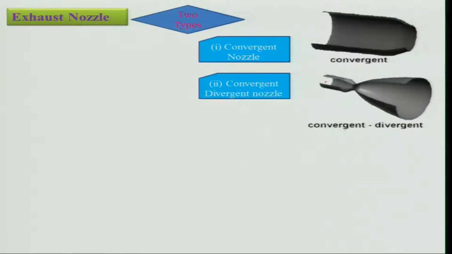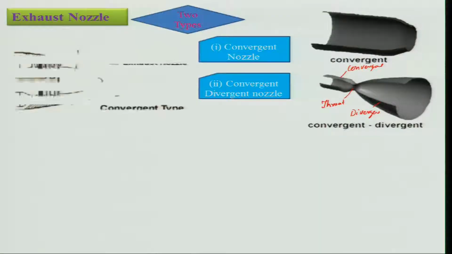And there is the convergent divergent nozzle. If you look at it, this is your convergent portion and this is your divergent portion, and this is known as the throat. That is the minimum area where the flow will be sonic, or unity Mach number will exist. Will it exist all the time, or will it be there only under certain conditions?